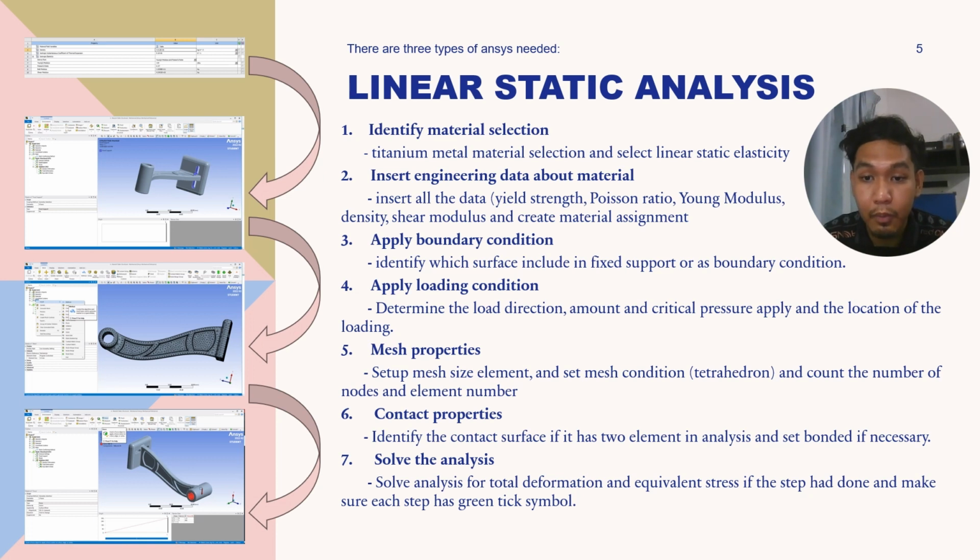For contact properties, in step 6 we identify the contact surface if it has two elements in the analysis and set bonded if necessary. In our design, there is only one type of element, so there are no contact properties and bonded condition. And for the last step, we solve the analysis. Solve the analysis for total deformation and equivalent stress, and make sure each step has a green tick symbol in the software.